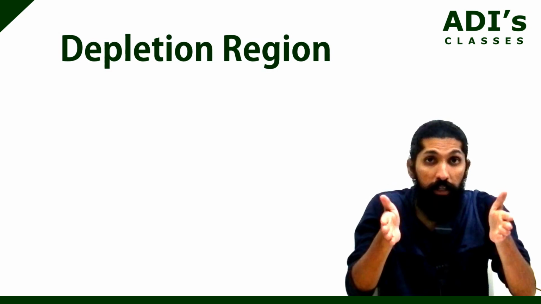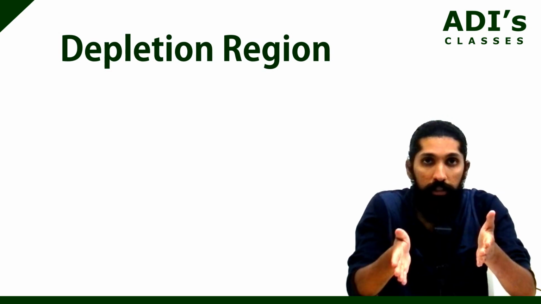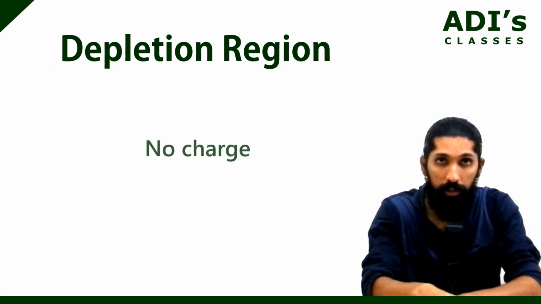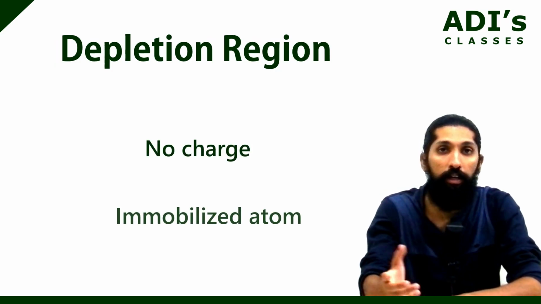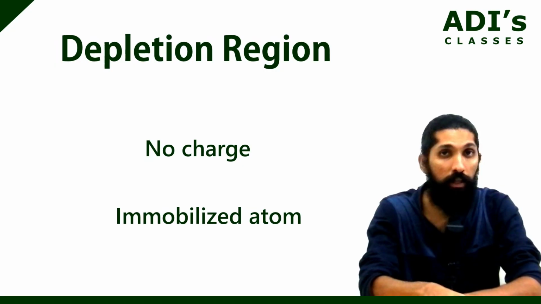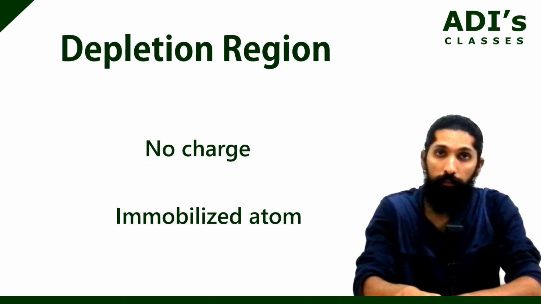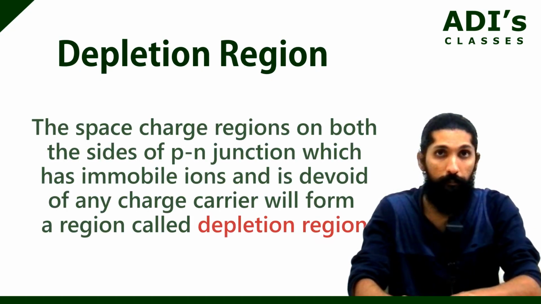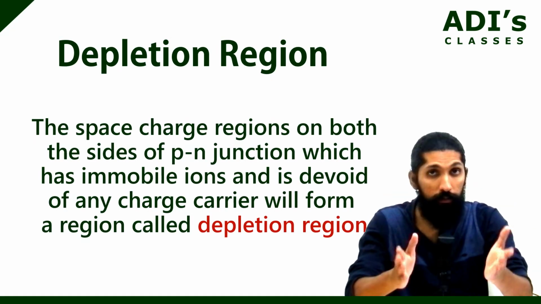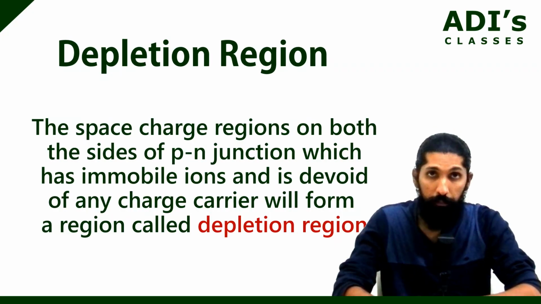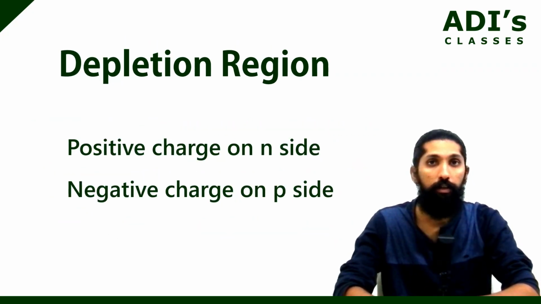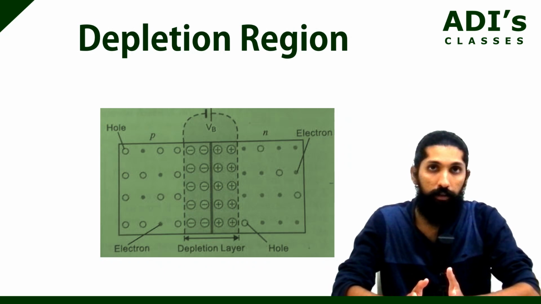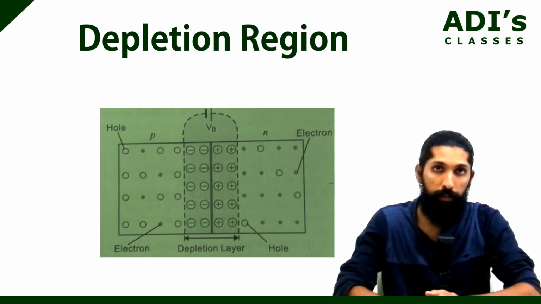Alright. Now, this region, what we have, is what we call the depletion region. In this depletion region, it doesn't have any charge, and the atoms are immobilized. Depletion region plays a very important part, to be honest. Now, if you look at this particular figure, on the N side, you have a positively charged barrier, and on the P side, you have a negatively charged barrier.